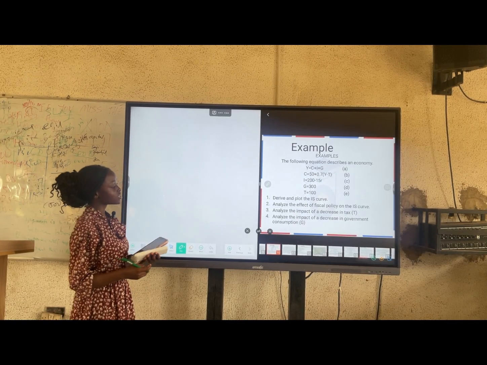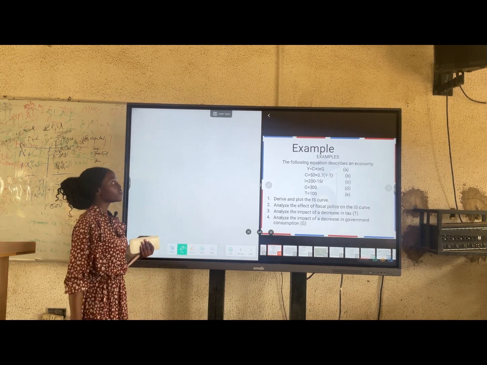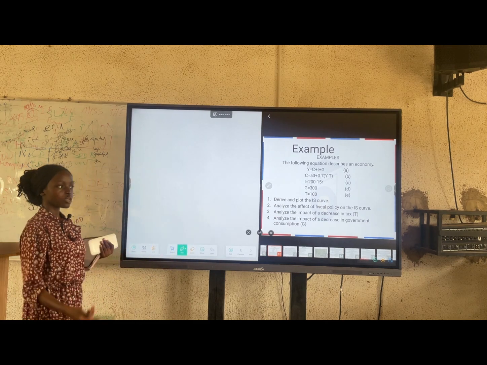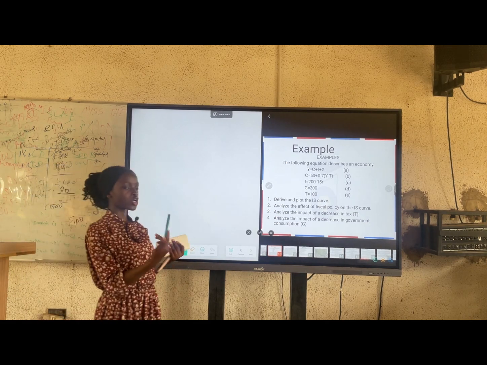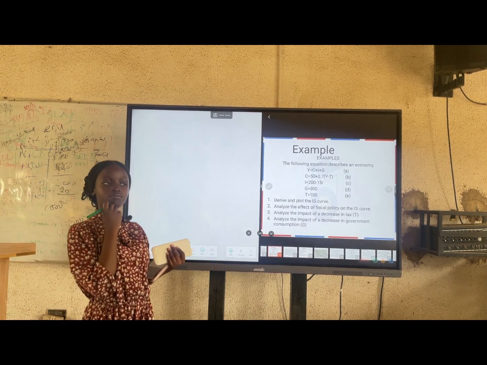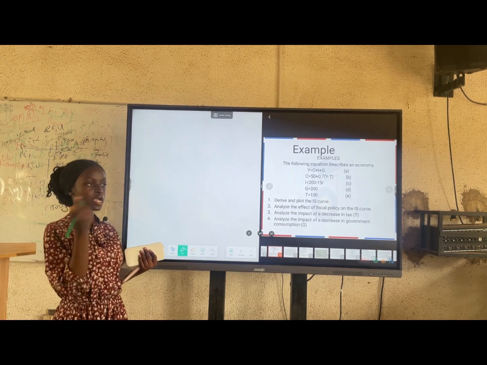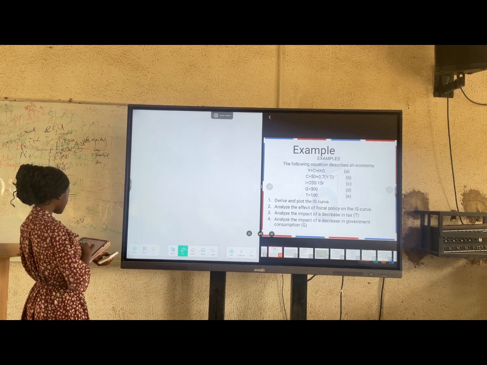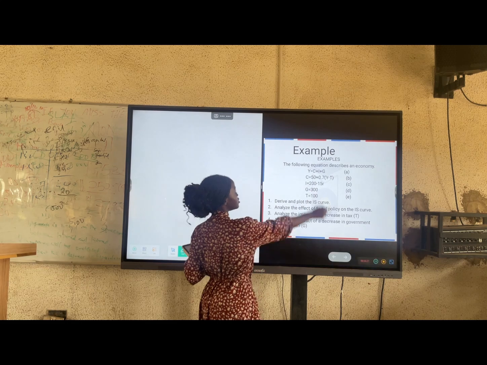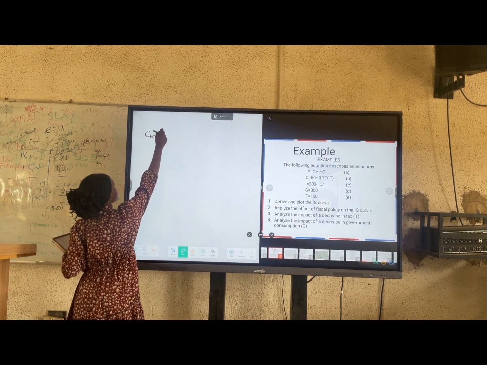Okay, so the fourth question says we should analyze the impact of a decrease in government consumption. Before solving, let's look at what a decrease in government consumption can cause to the income of an economy. If there's a decrease in government expenditure, it will lead to a decrease in the aggregate income level. Here we'll assume that government consumption goes from 300 to 250. That's a decrease.